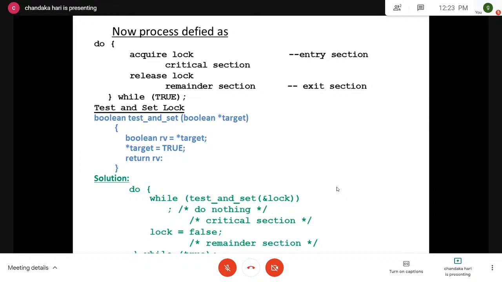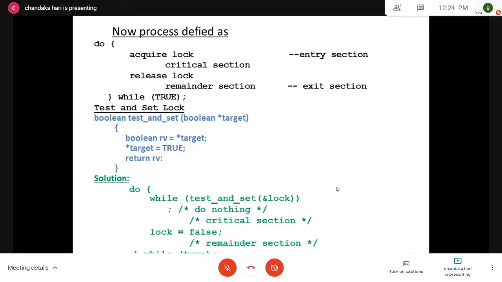Now I'm redefining the process as: first of all, acquire a lock on the data. Whatever data you are trying to access, first acquire a lock on it. Once the lock is obtained, the operating system gives you permission to enter the critical section. Once you have completed, you have to release your lock. Releasing a lock is called the exit section. And coming to the next one, the remainder section can be executed any moment after. This is a simple process definition.